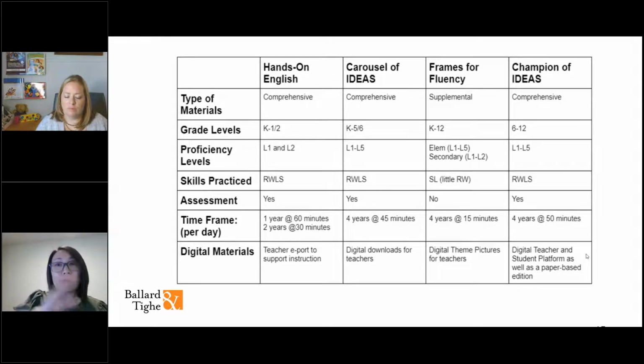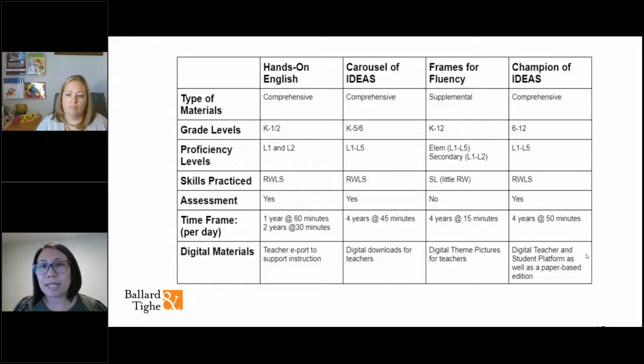So somewhere along the way this year, maybe even next year if it spills over, we're going to cover different functions of language for different levels. So please follow us over time for webinars to come. But going back to Carousel of Ideas, really a great newcomer program all the way up to your exiting students for K-5. You're going to see Frames for Fluency. This one's a little bit different. It's supplemental in nature. You're going to feel very much that activity-based feel.